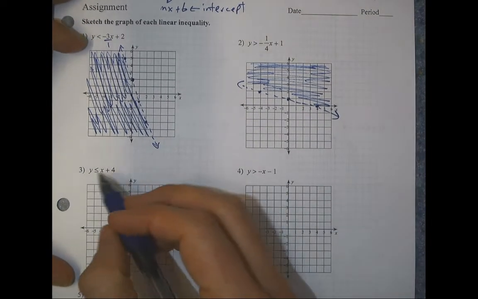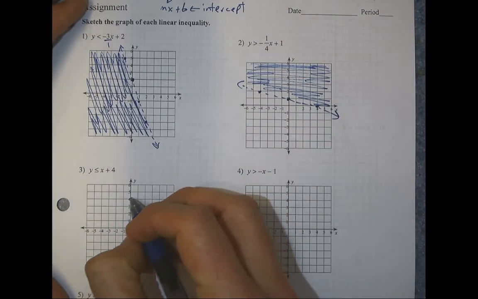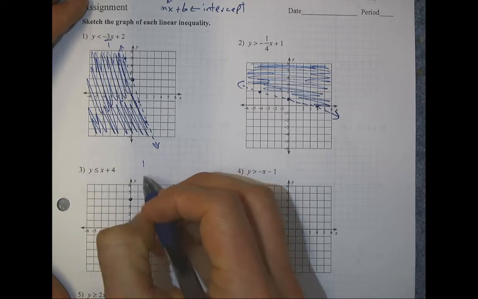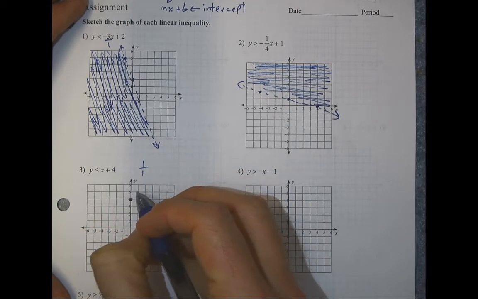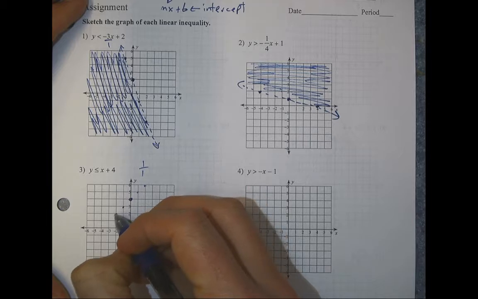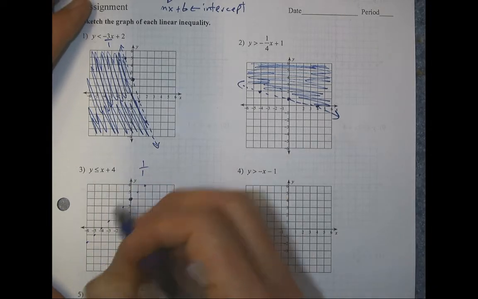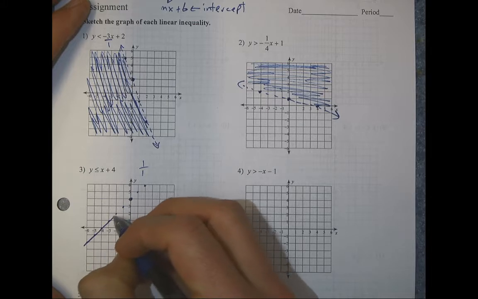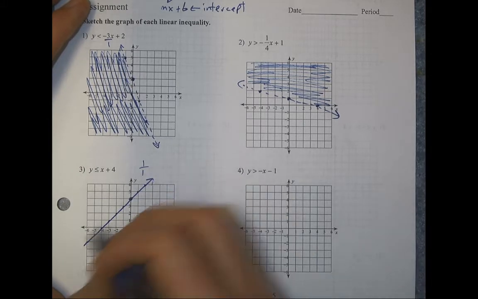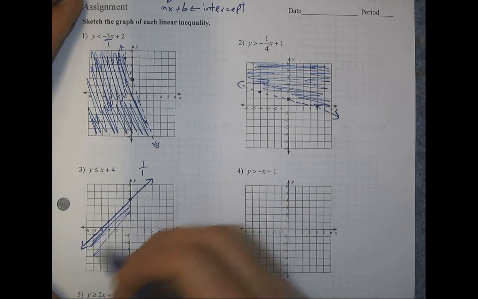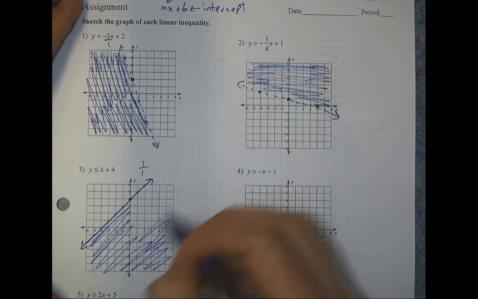All right, let's speed it up. Number 3, intercept 4. Now, the coefficient of x is 1, so that's my slope. 1 over 1, up 1 over 1. So we're going to go diagonal here. Now, this says less than or equal to, so since it's equal to, we have a solid line. And less than, all the numbers less than would be down here.